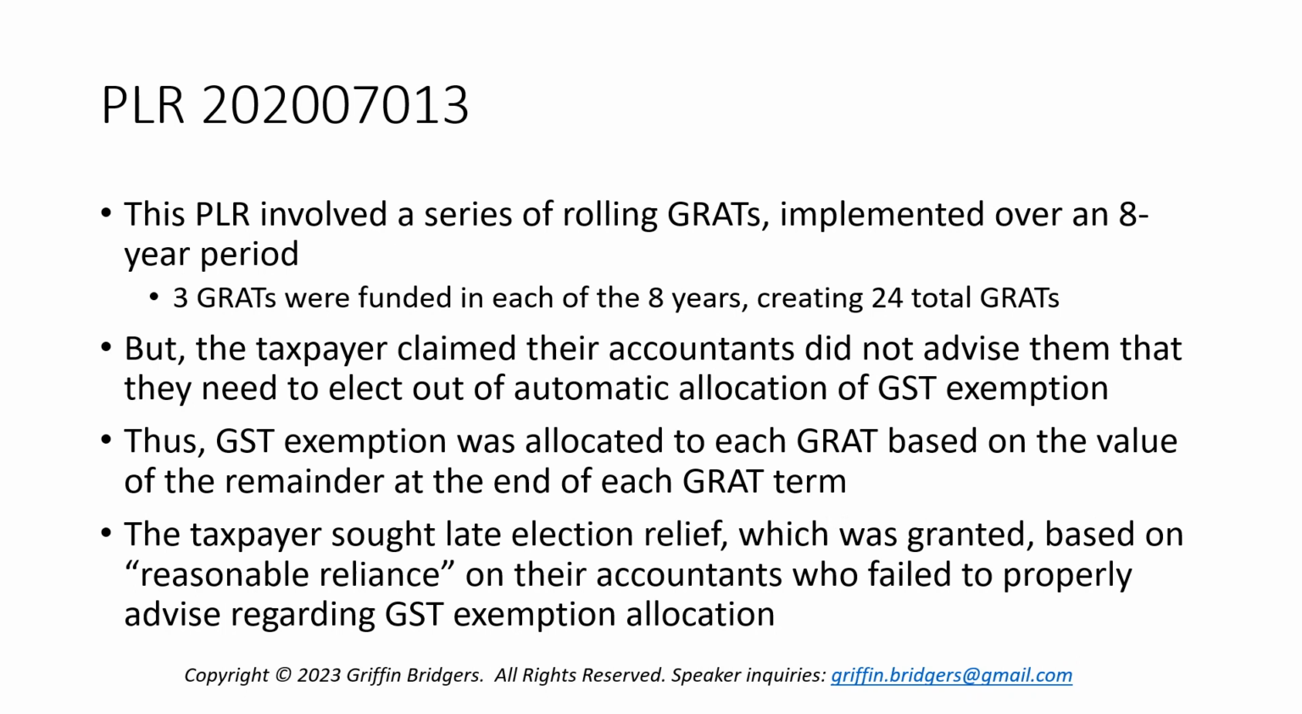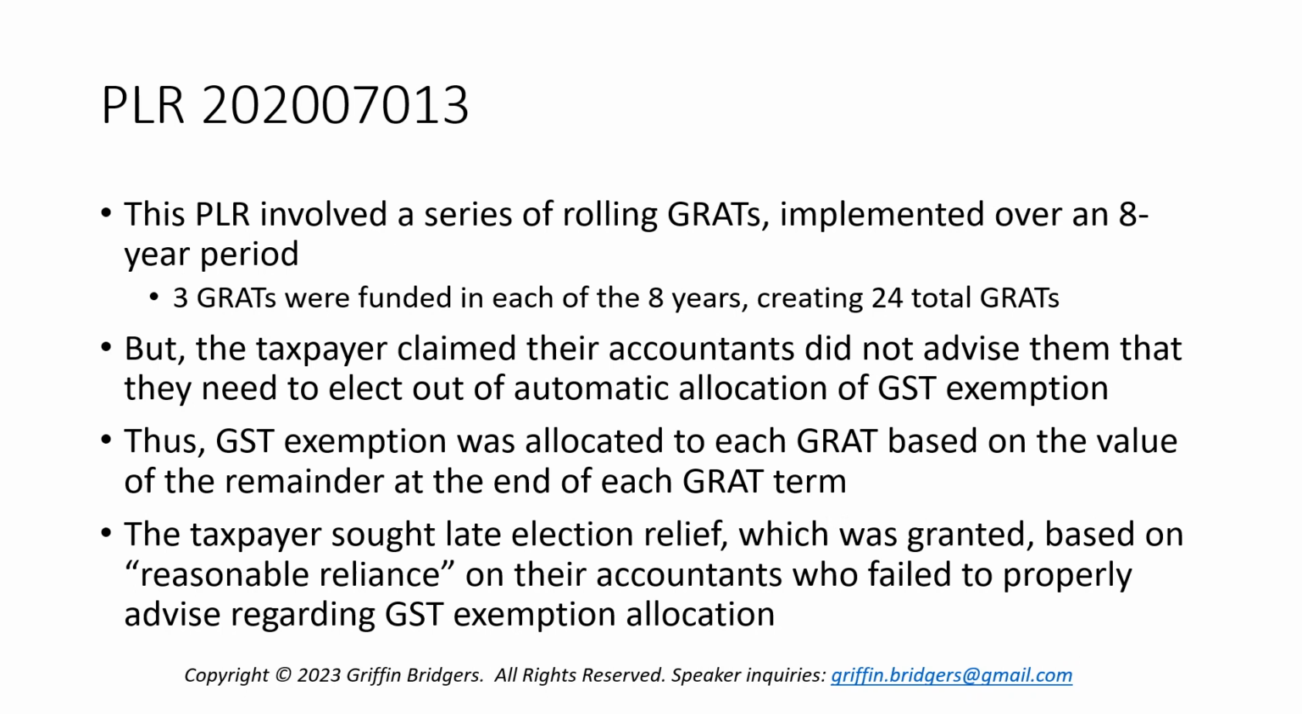But either way, the taxpayer here claimed that their accountants who had advised them on the filing of gift tax returns for the GRATs did not advise them that they needed to elect out of automatic allocation of GST exemption. So as a result, there was no election out, and at the end of each GRAT term, GST exemption was allocated to the GRAT based on the value of the remainder of each GRAT at the end of each term.